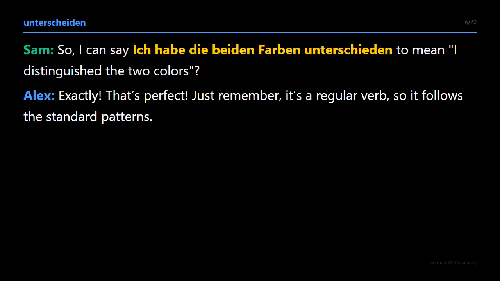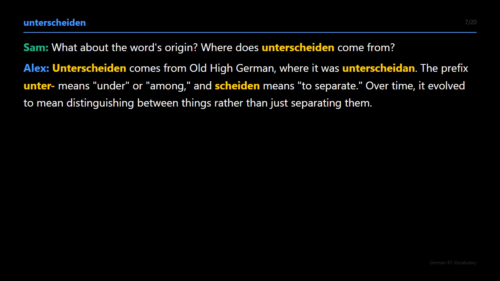What about the word's origin? Where does unterscheiden come from? Unterscheiden comes from Old High German, where it was unterscheidern. The prefix unter means under or among, and scheiden means to separate. Over time, it evolved to mean distinguishing between things rather than just separating them.